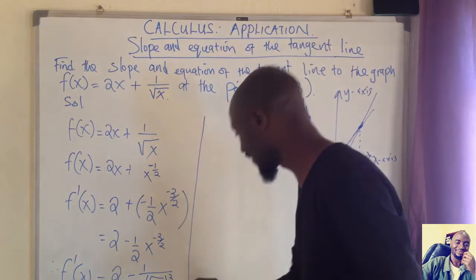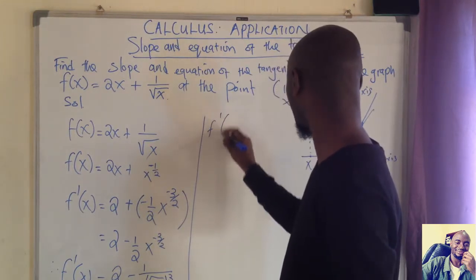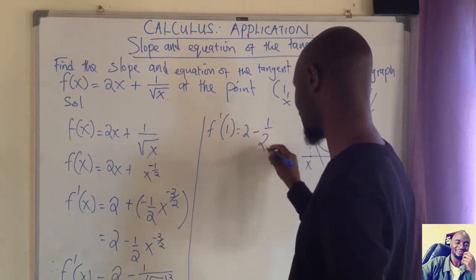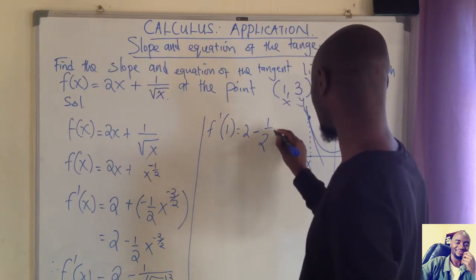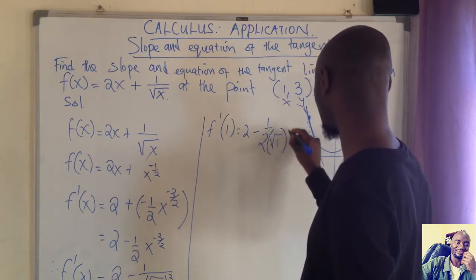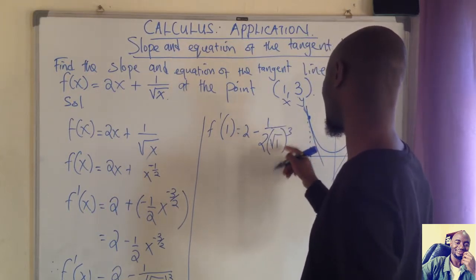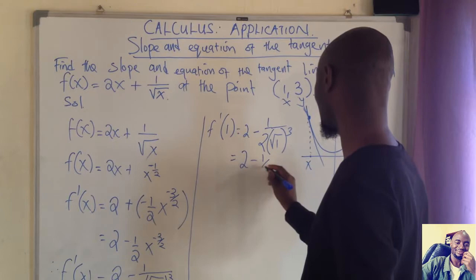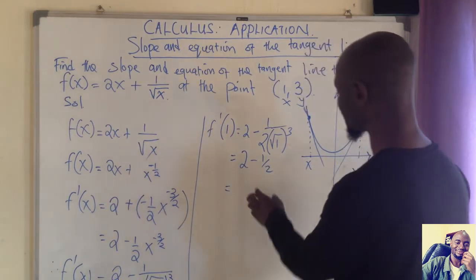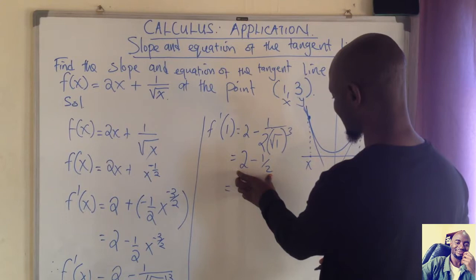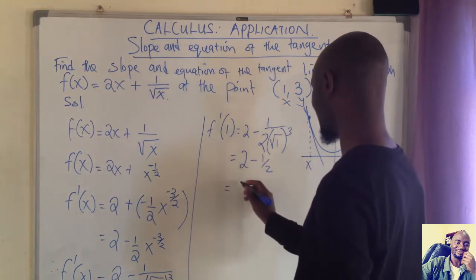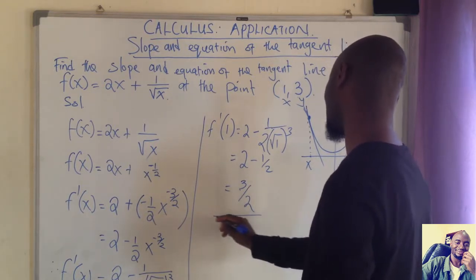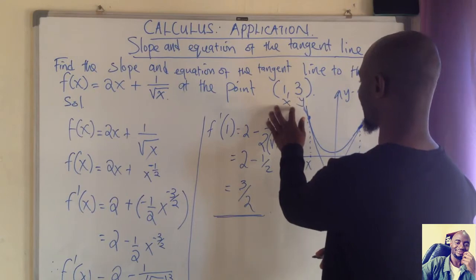So f at the point 1 will be equal to 2 minus 1 over 2, then we have the square root of 1 to the power 3. So when we manipulate, this will be 1, so we are going to have 2 minus 1 over 2. Then when we try to subtract this, we are going to have 3 over 2. Okay? So this will be the gradient of the slope at this particular point.